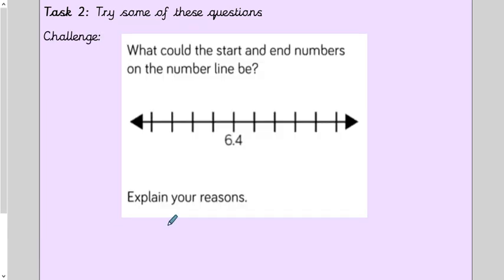And then finally the challenge, what could the start and the end numbers on this number line be? This is quite a tricky one. There's a few different answers. Depending on what the lines are going up in, if they're just going up in tenths, then this would be 6.4, 6.5, 6.6, 6.7, 6.8, 6.9. So that could be 6.9. And then that would be 6.3, 6.2, 6.1, 6. So it could be 6 and 6.9 if they're going up in tenths.